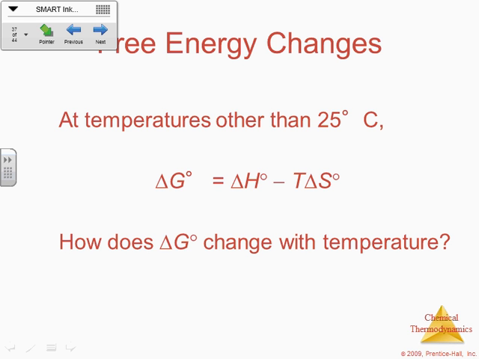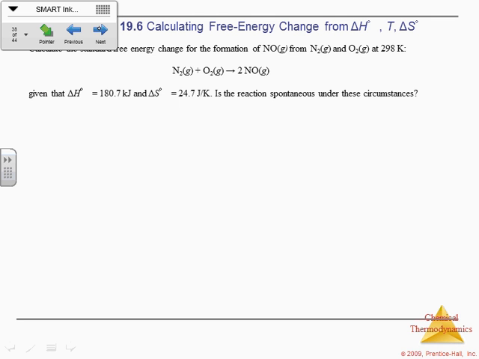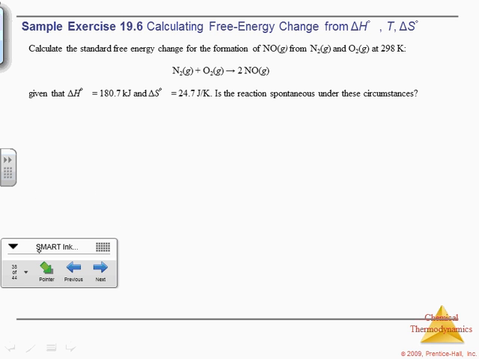So the question here is, looking at this equation, how does delta G change with temperature? And it kind of depends on what's going on with the delta H and what's going on with the delta S. Okay. Yeah. So I think we're on the right track here. It threw me because they started talking about temperature, and that's kind of what the next section is about.